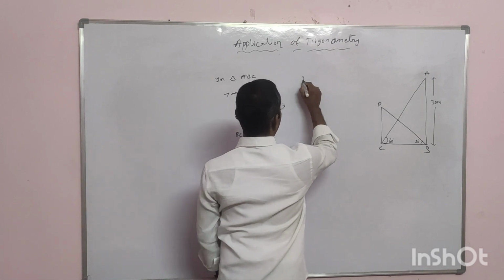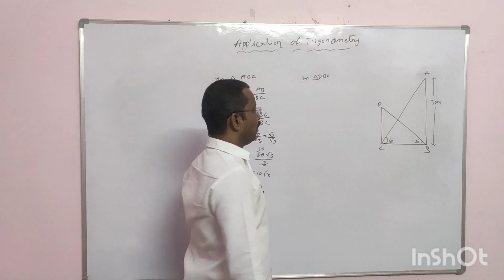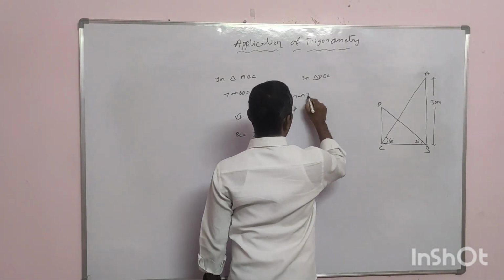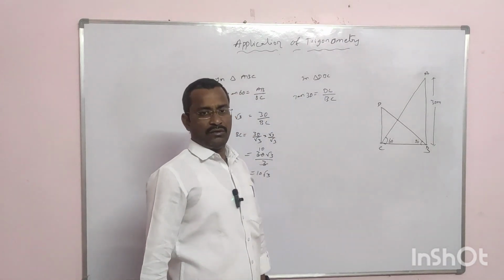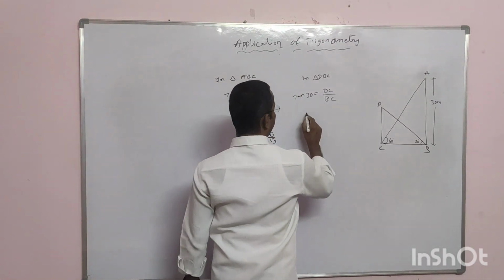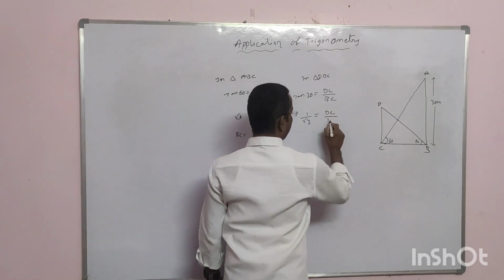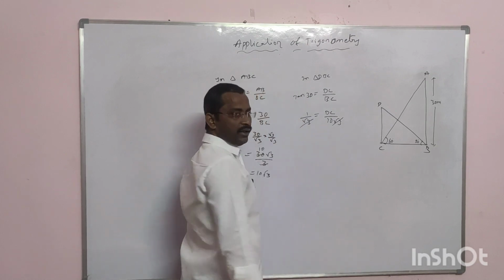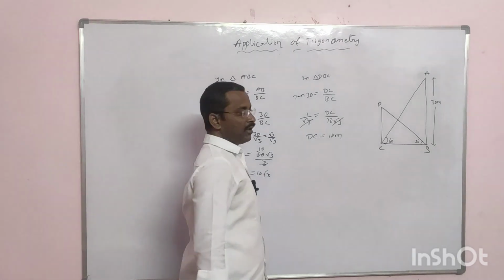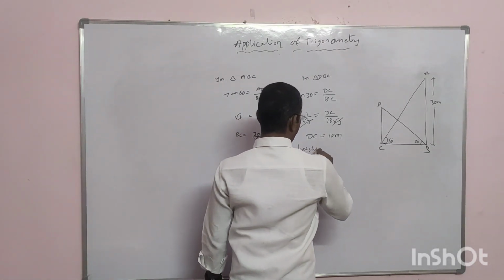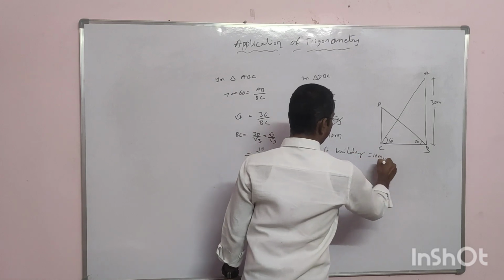Let's take the other triangle. In triangle DBC, what will you use? Tan 30 is equal to DC by BC. What is tan 30? 1 by √3. DC we don't know. BC value is 10√3. The √3 cancels, so DC is equal to 10 meters. That means, in conclusion, the height of the building is equal to 10 meters.